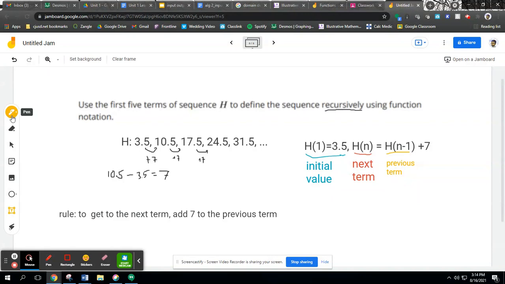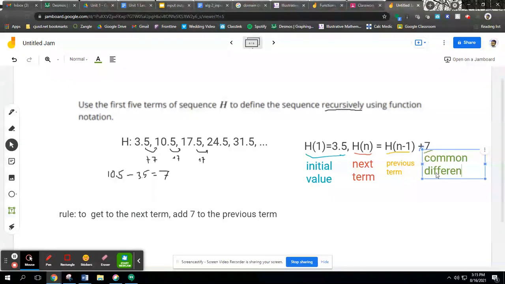And then we have this plus 7. That's just our common difference in this case because it's an arithmetic sequence. We're adding by 7. This is our common difference. If it was multiplying by 7, then we wouldn't call it a common difference. That would be our growth factor. So again, this matches our rule. We start with 3.5. That's our initial value. To get to the next term, we're going to take the previous term and add 7.